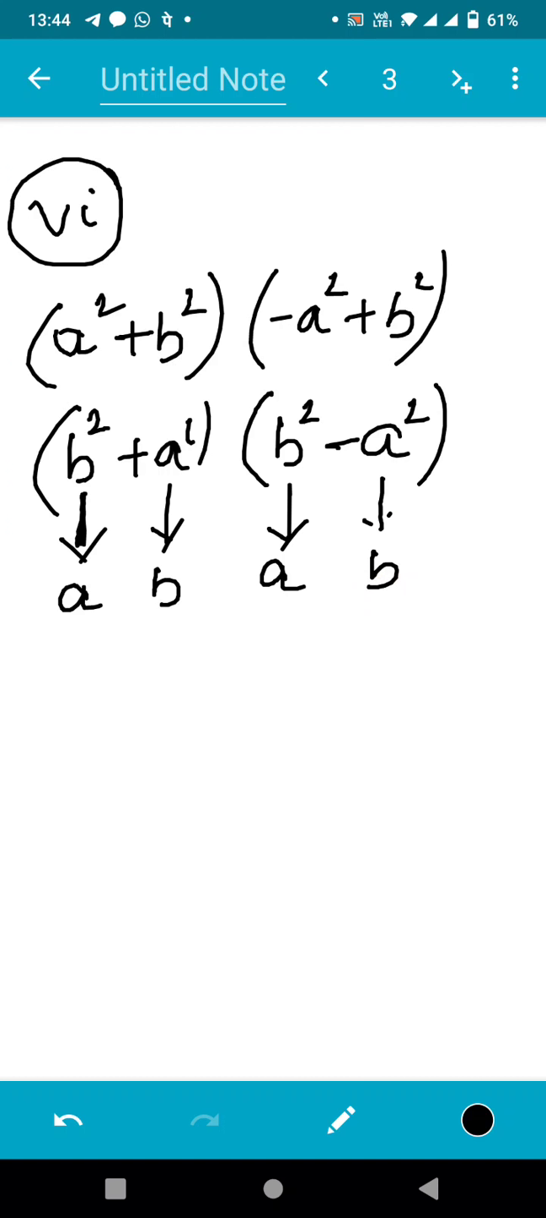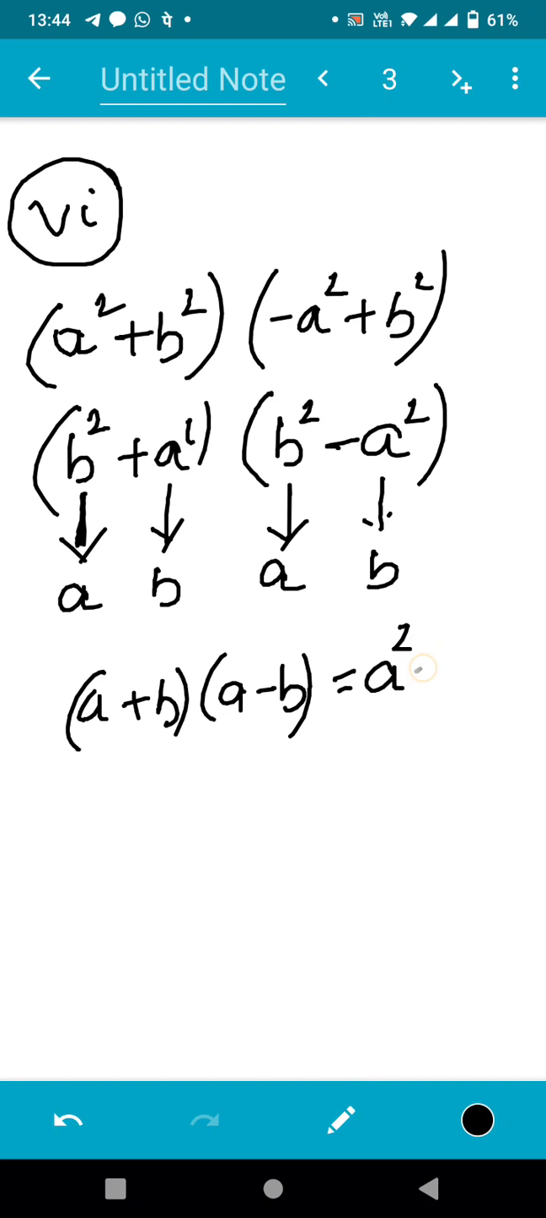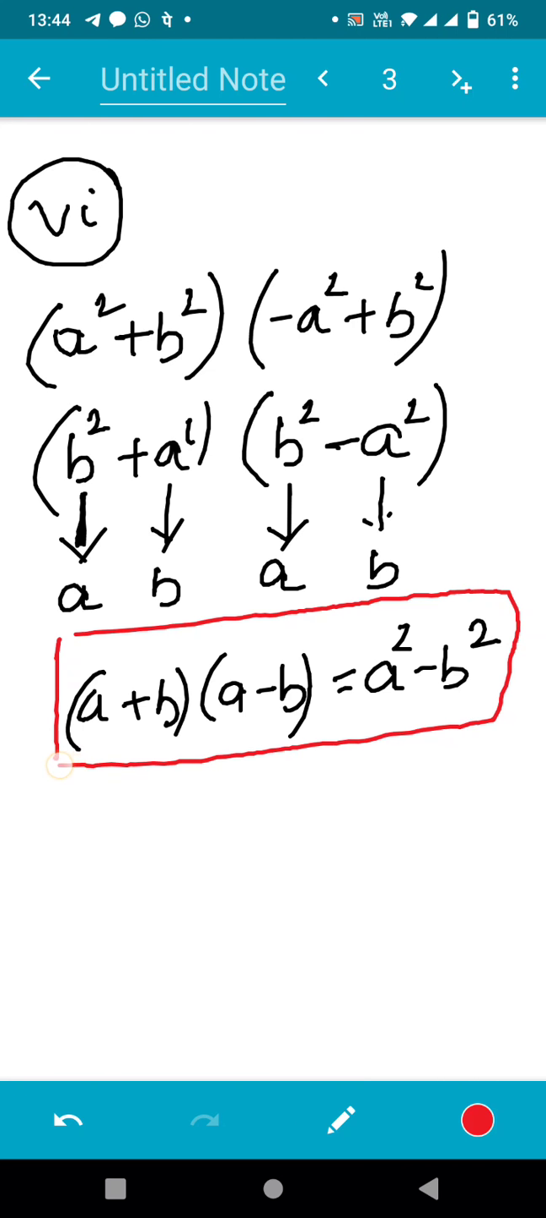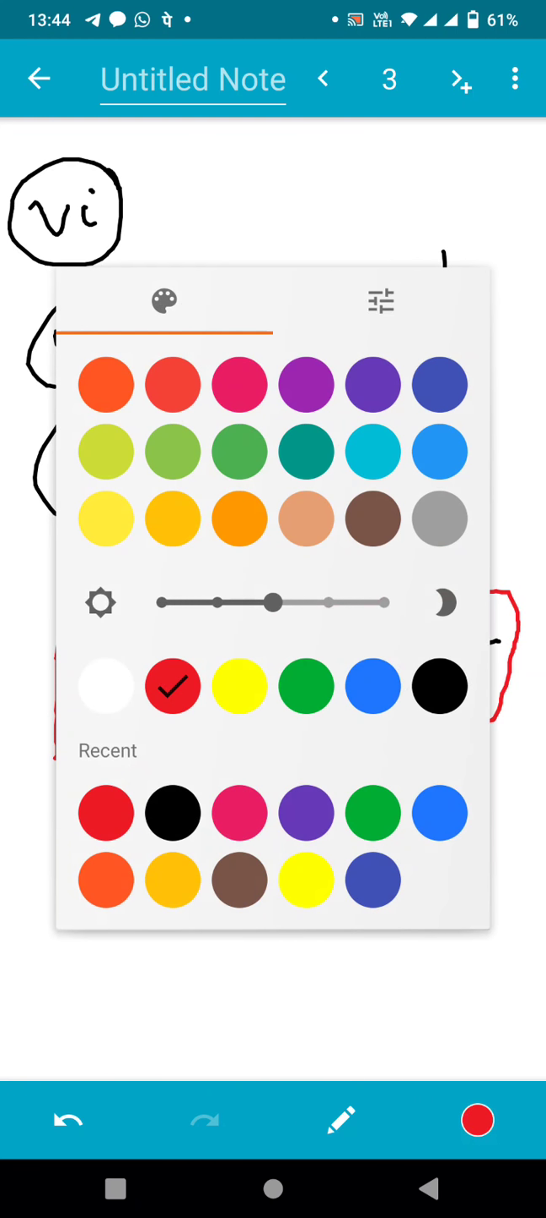So it is in the form of a minus b. So which identity are we using? a plus b, a minus b. We'll write that identity: a plus b, a minus b equals a square minus b square. This is the identity that we are using for this particular sum.